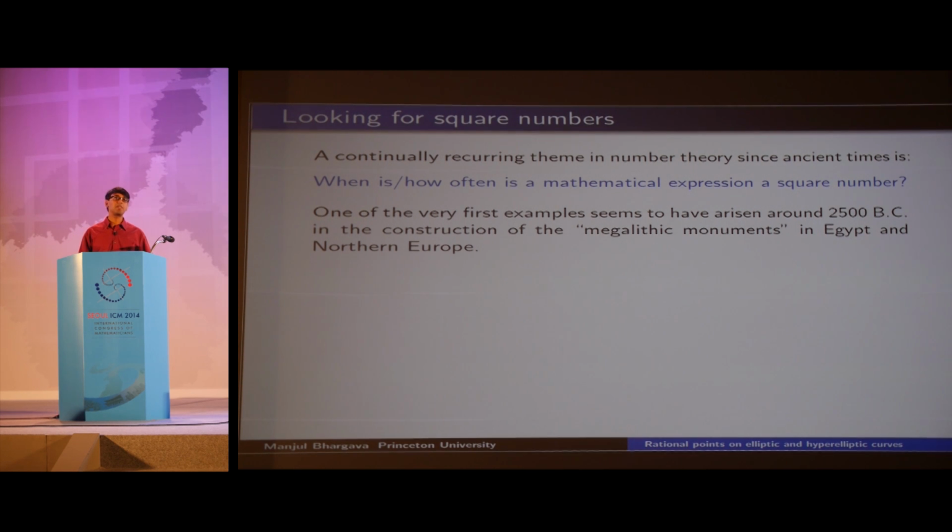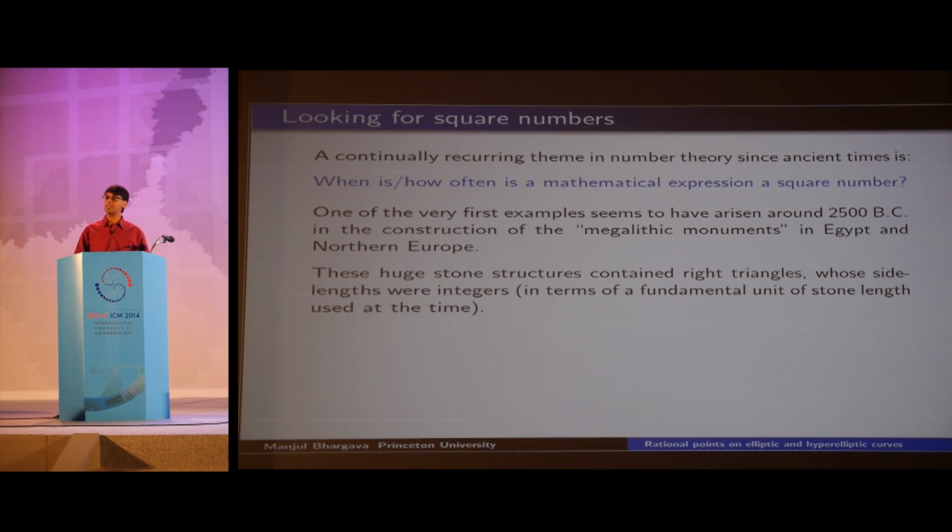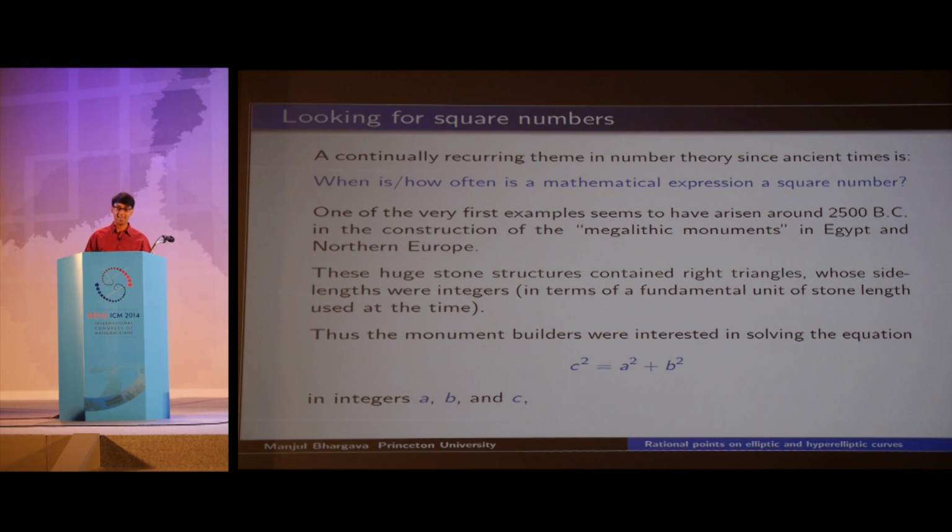And one of the very first examples that seems to have arisen of looking for square numbers of a polynomial expression seems to occur in what are called the megalithic monuments of Egypt and Northern Europe. In these huge stone structures that were built at that time, there are many right triangle shaped structures, and the lengths of these stones all seem to be integer multiples of a certain basic unit that was used at that time. What that means is that it seems the monument builders were finding integer solutions to c squared equals a squared plus b squared in whole numbers a, b, and c. And they constructed these solutions explicitly in stone.